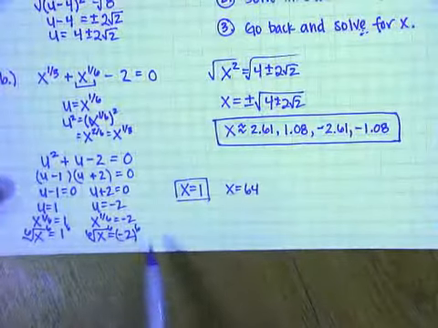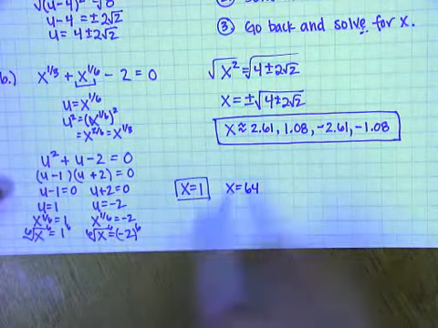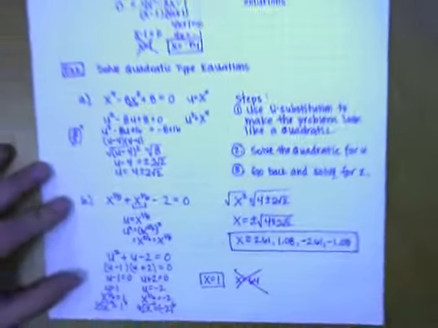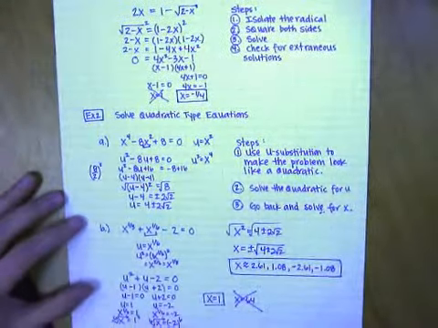The reason is that right here we introduced an extraneous solution. So x equals 64 doesn't really work. The moral of the story is go back and check your work, people.